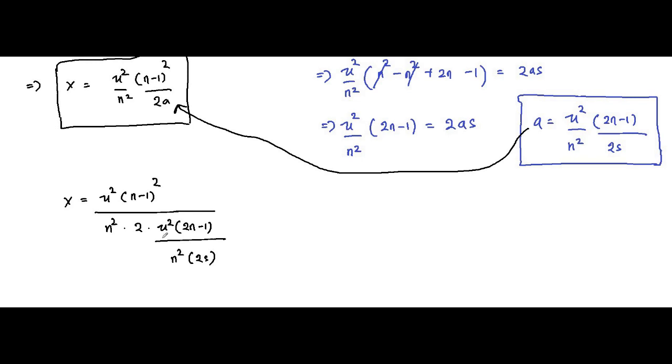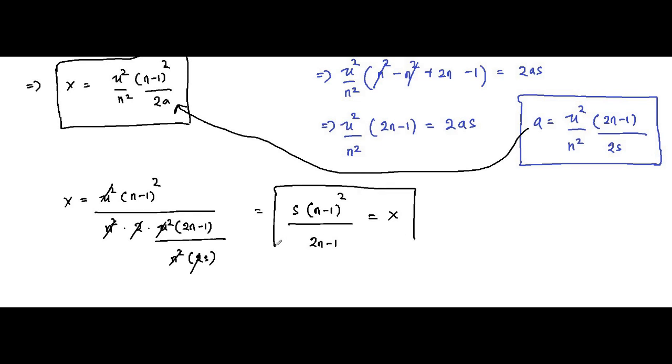Okay, so now here n square gets cancelled, 2 gets cancelled, u square gets cancelled. Now we are left with this; s goes to the top, so it becomes s into n minus 1 whole square by 2n minus 1. This is the final penetration distance before it comes to rest. Finally, this is the further distance which it travels.